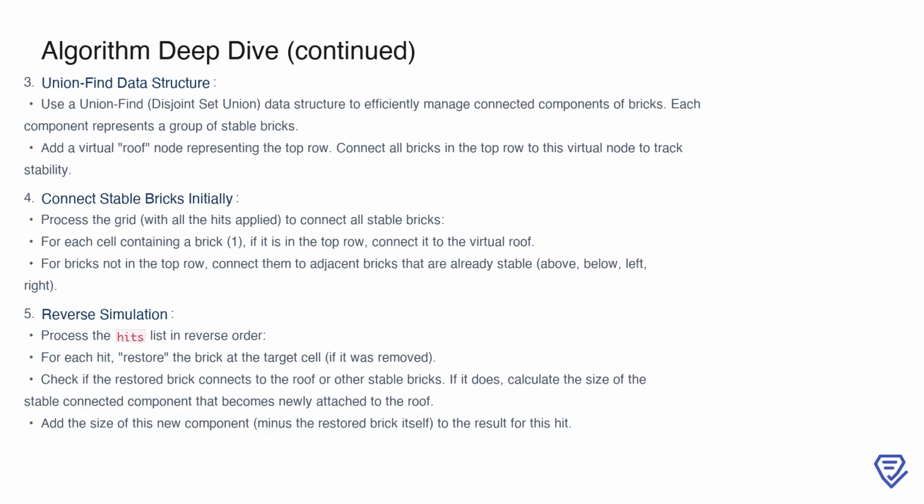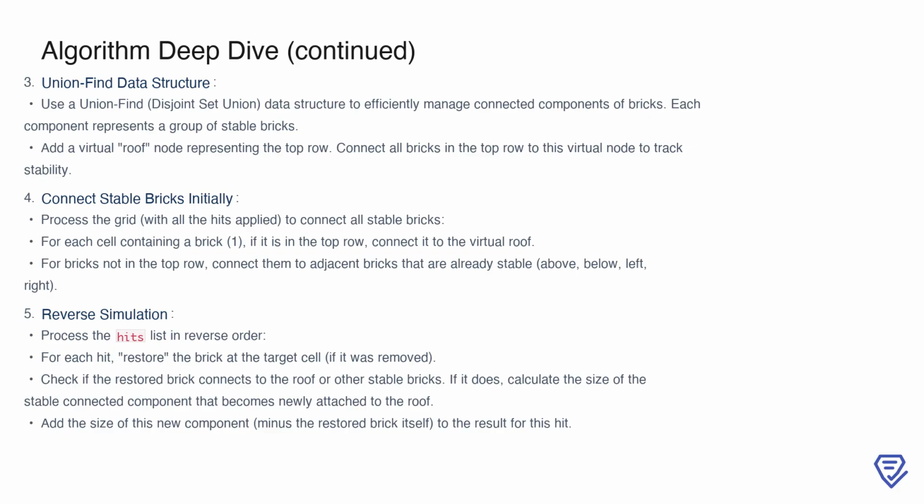Once the initial setup is complete, we begin the reverse simulation. For each hit in reverse order, we restore the brick at the target cell if it was originally present. Then, we check if the restored brick connects to the roof or to any stable bricks nearby. If it does, we compute the size of the newly connected stable component.